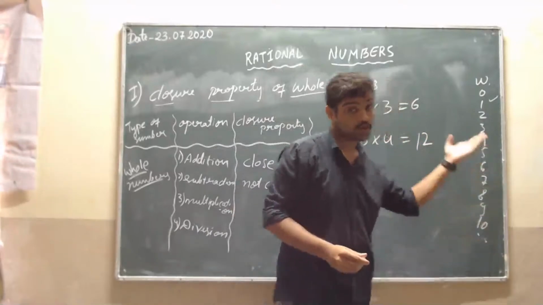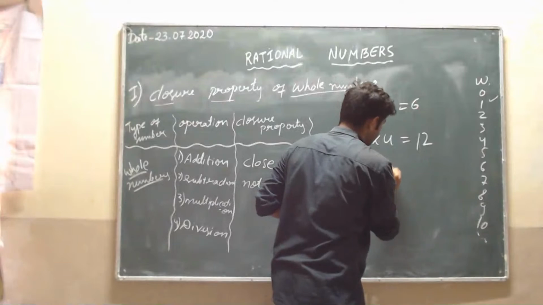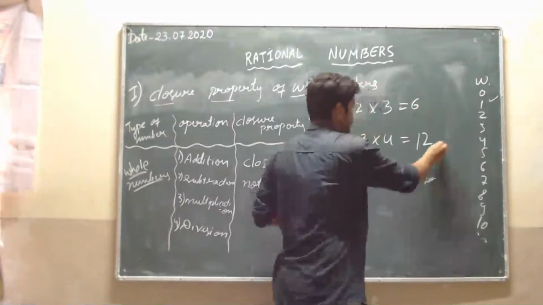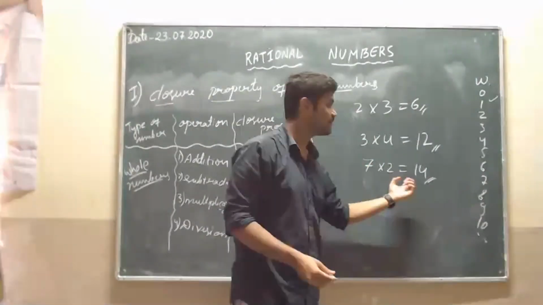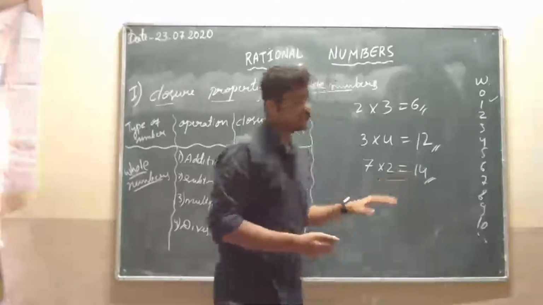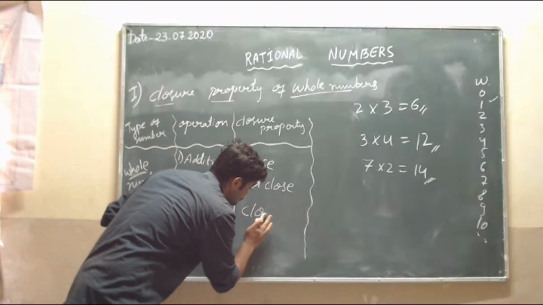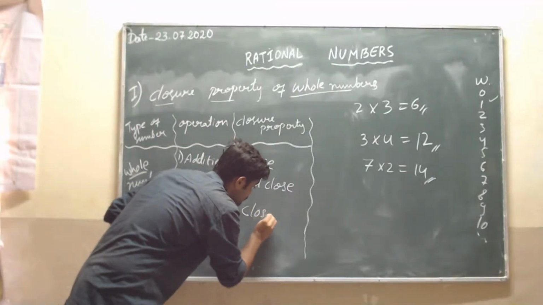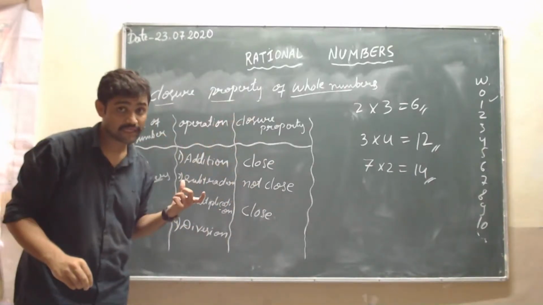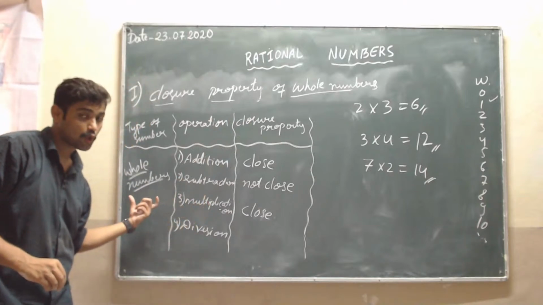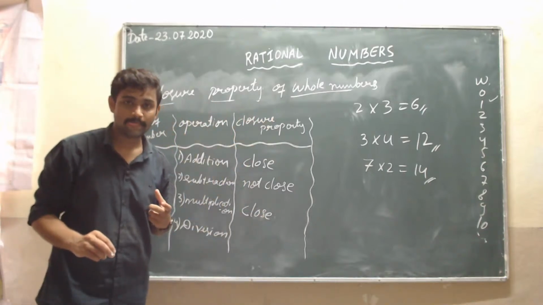That means 12 is also a whole number. Then again one more example: 7 twos are 14. When a whole number is multiplied with a whole number, we can say that multiplication will close under closure property. Multiplication of whole numbers will close under closure property. Okay, we can say that.